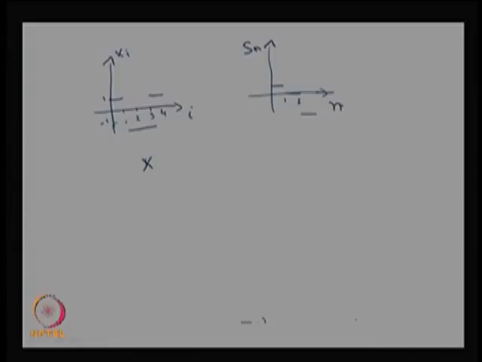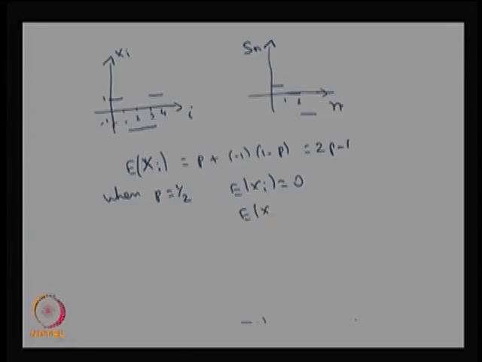Since the Xi's take the value 1 with probability p and the value minus 1 with probability 1 minus p, I can find the expectation of Xi. That is nothing but p plus minus 1 times 1 minus p, which is 2p minus 1. So, when I discuss the symmetric random walk, when p is equal to half, the expectation of each Xi is going to be 0, and I can also find the expectation of Xi squared, which is going to be 1.